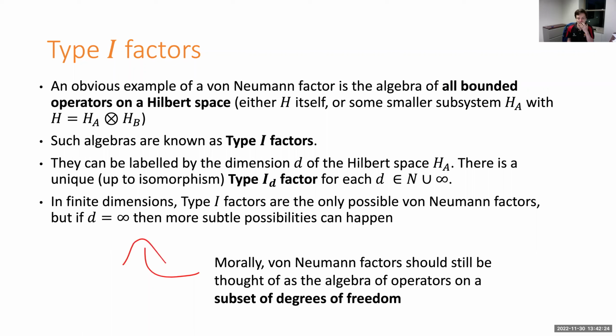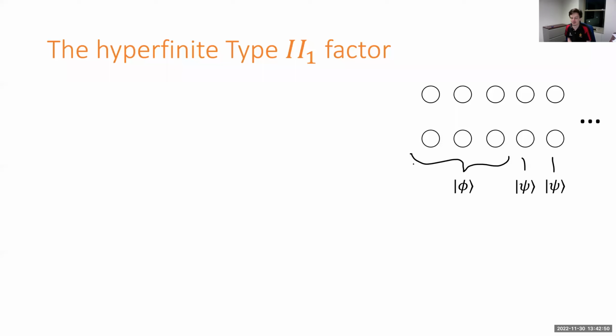So morally, what's going on here is that even in infinite dimensions, von Neumann factors are still sort of the algebra of operators on a subset of degrees of freedom, that we morally think of as a tensor product factor. But they're just not going to be strictly a tensor product factor, because those degrees of freedom will always be infinitely entangled with some other degrees of freedom. I'm going to give an example of that very explicitly now. So don't worry if it was sort of vague.